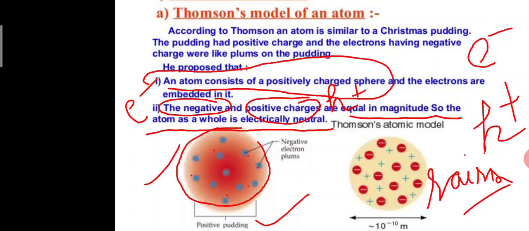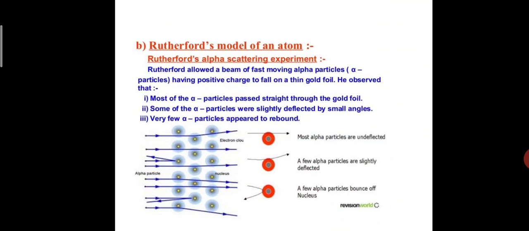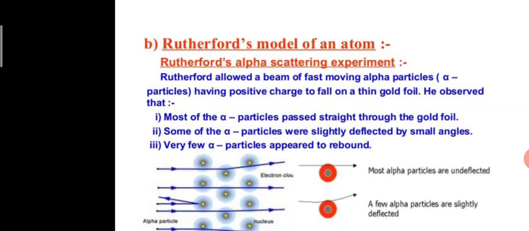You can see this diagram also. Both are equal in magnitude, so the atom is electrically neutral. Okay. Now students, we will discuss the next model, the Rutherford model of the atom.